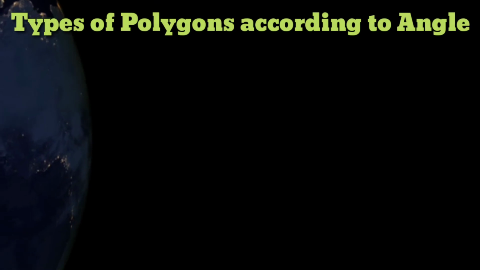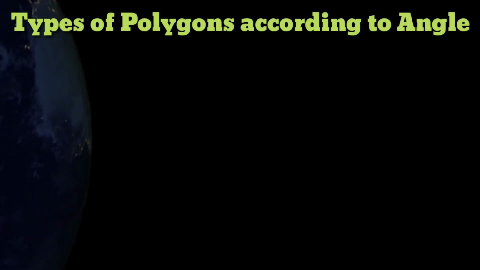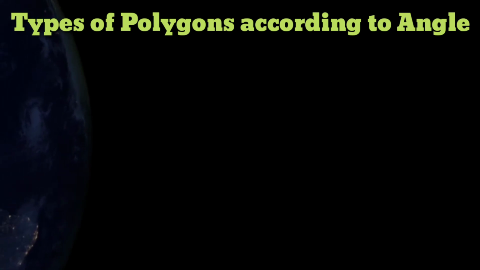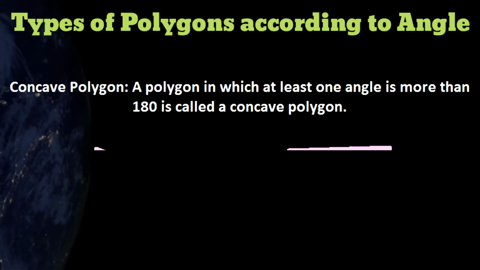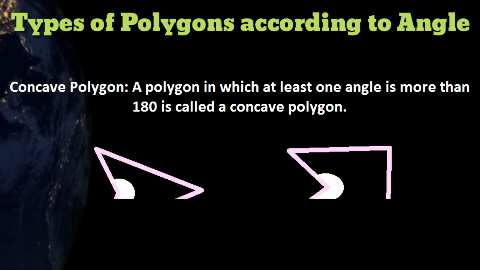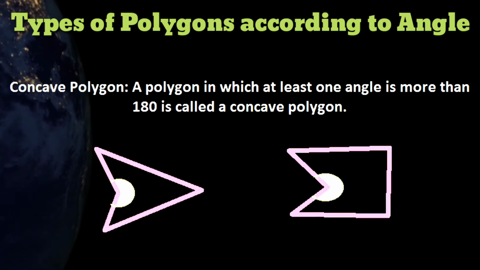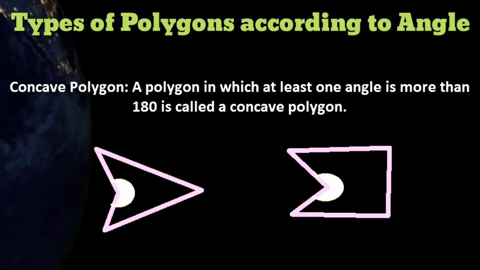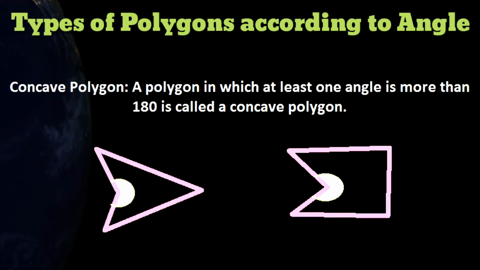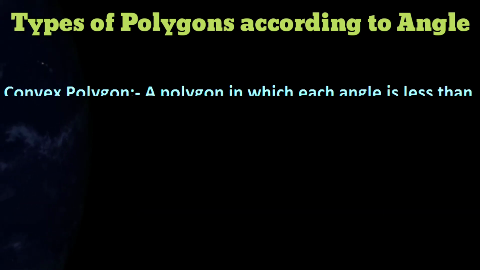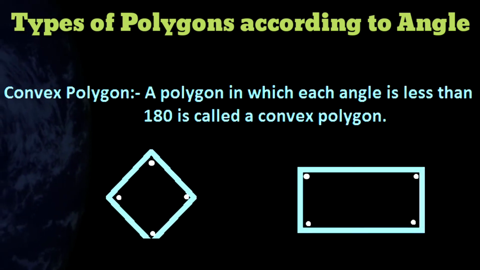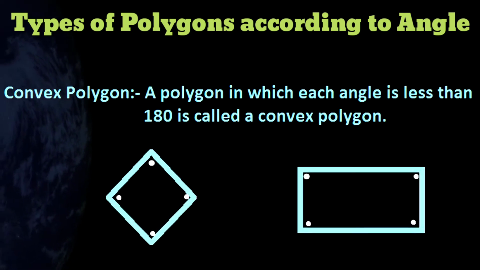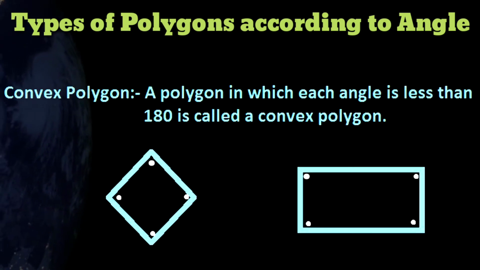And next, types of polygons according to angles. There are two types of polygons, concave polygon and convex polygon. A polygon in which at least one angle is more than 180 degrees is called a concave polygon, as shown in the figure. And on the other hand, a polygon in which each angle is less than 180 degrees is called a convex polygon, as shown in the figure.